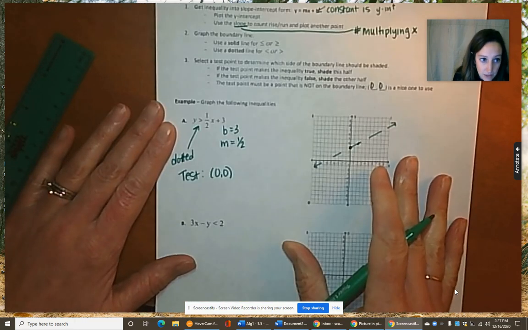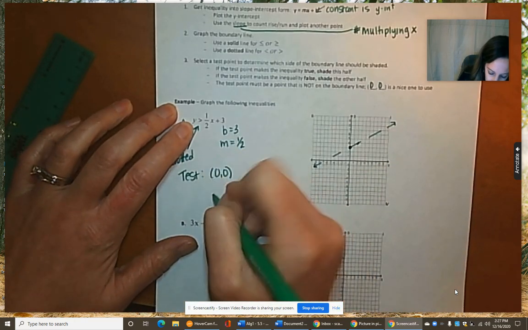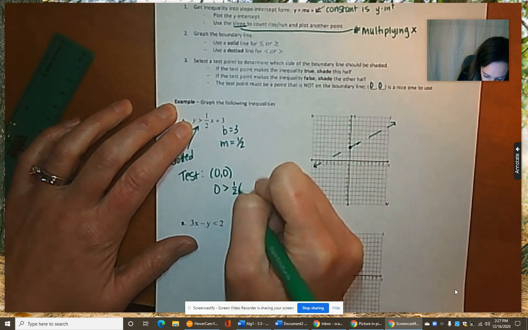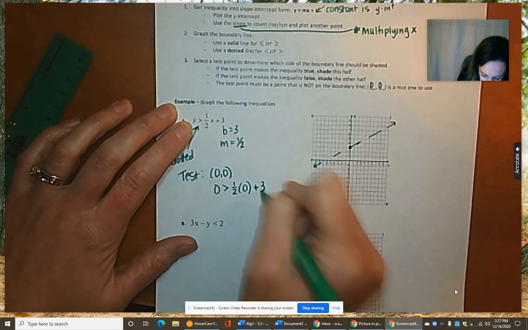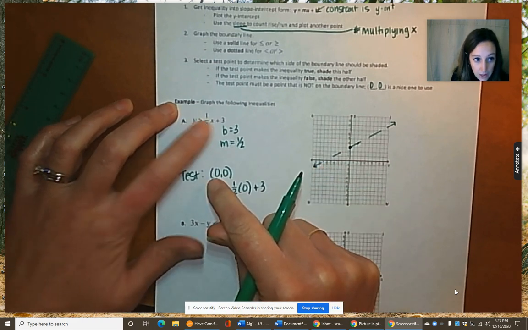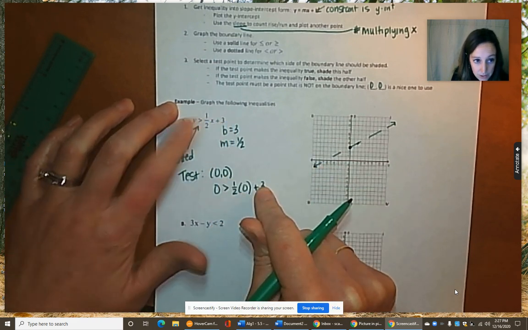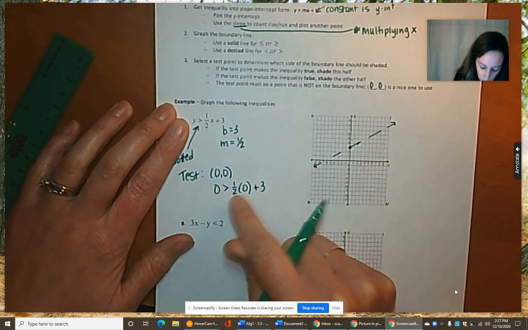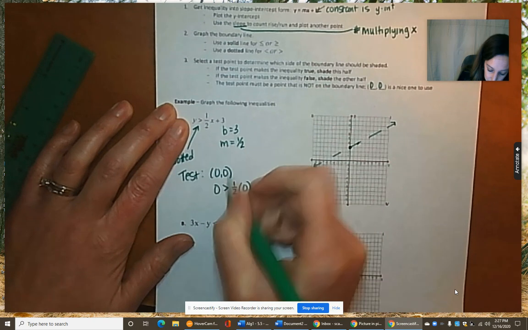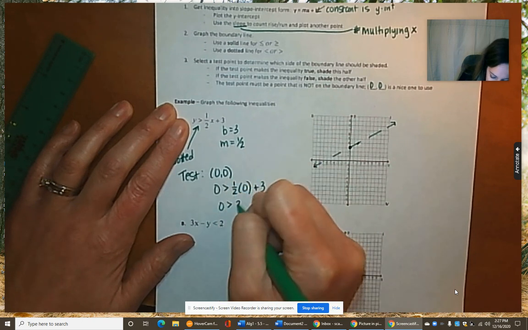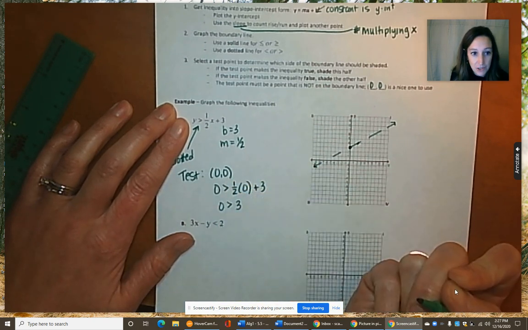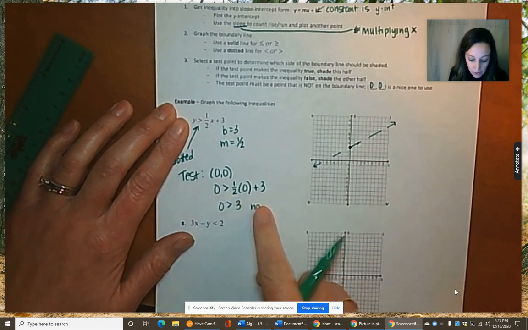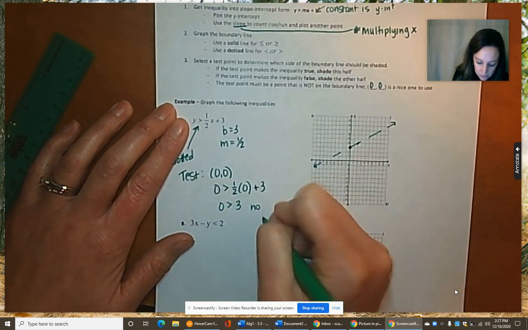When I test (0, 0), what that means is I'm putting a 0 in for y, because y is 0, is greater than 1/2 times 0 plus 3. So I put a 0 in for y, I put a 0 in for x into this inequality. I want to see if this is true. Well, half of 0 is 0, plus 3 is 3. So this is saying 0 is greater than 3. Is that true? No, 0 is not greater than 3. So it's false. My test point was false.